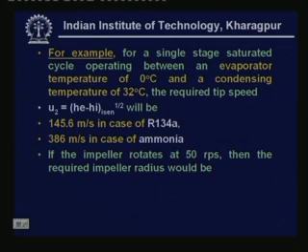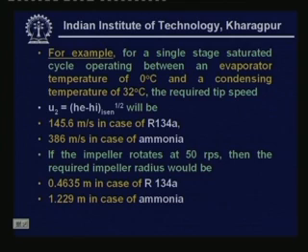You can also calculate the required impeller radius, if you assume that the impeller is rotating at 50 rps. From the tip speed and the rps you can find out the required radius. You find that the required radius in case of R134A will be 0.4635 meters, and in case of ammonia it will be 1.229 meters. That means for a given rotational speed, an ammonia compressor, if you are using a single stage, will be very large compared to R134A. In fact, we will see later that for centrifugal compressors, normally the high boiling point refrigerants are more suitable compared to low boiling point refrigerants.